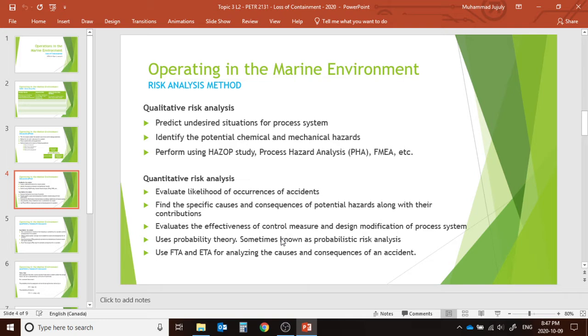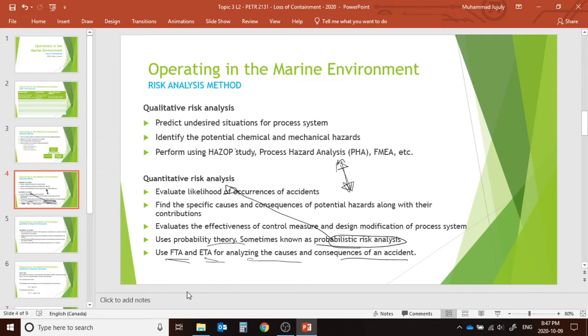Quantitative risk analysis is more based on data. It evaluates the likelihood of occurrence of the accident, finds the specific cause and consequence of potential hazards, evaluates the effectiveness of control measures and design modification of the process system, and it uses probability theory, sometimes known as probabilistic risk analysis. Since it uses probability theory, that's why it's also known as probabilistic risk analysis. ETA and FTA are examples of the tools we use to analyze the cause and consequence of incidents. Both qualitative and quantitative also have their own pros and cons.